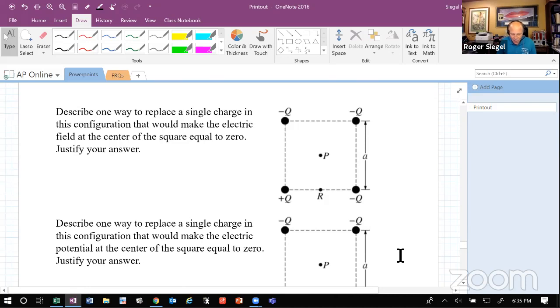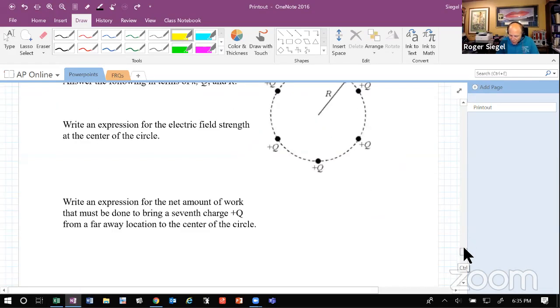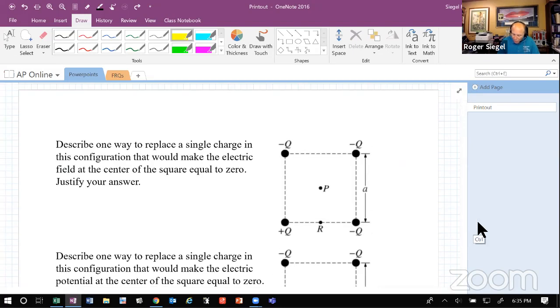All right, it says describe one way to replace a single charge in this configuration that would make the electric field at the center of the square equal to 0 and justify your answer. So here we have our box, and we want to know what we can do, with just one charge, such that we will have no electric field. When I look at this, I know that if I have symmetry, a negative and a negative, those electric fields are going to cancel because those are in this direction. So those electric fields cancel due to symmetry.